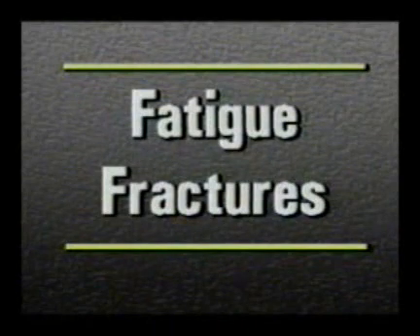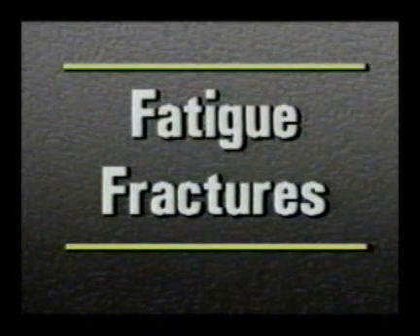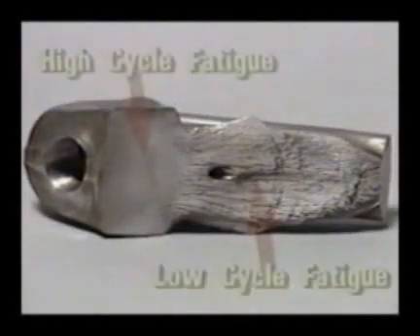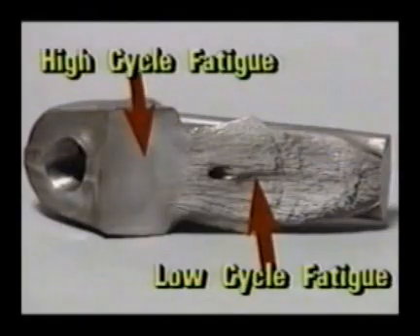Now let's turn to the third major type of fracture and learn what surface features we can use to identify fatigue fractures. There are two categories of fatigue fractures, high cycle and low cycle. While each has similarities, they are different enough to allow you to tell them apart. Let's learn to identify high cycle fatigue fractures first.